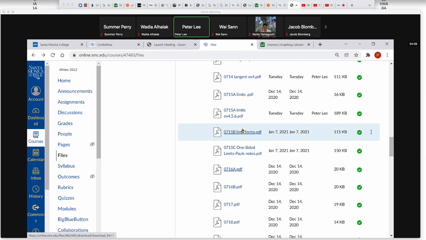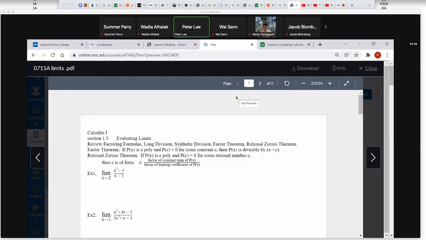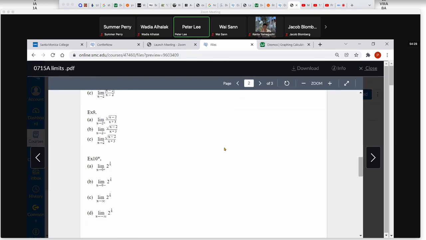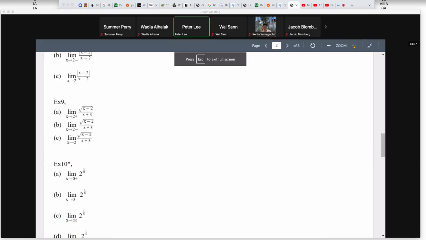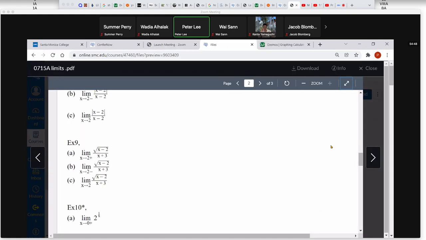I would like to go over to, I'm back up here. Oh yeah, this is section note 1.5a and the example 9. Example 9 is something I've not gone over, but now let's look at this. Example 9 here, this is section 1.5a, in case you wonder where this is from. If you can see, 0715A limits, that's the file name.